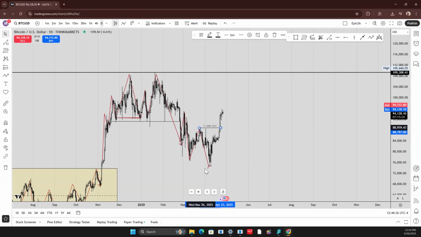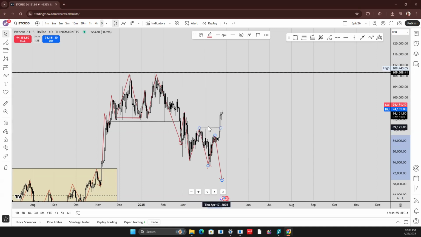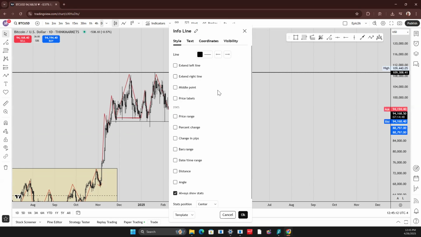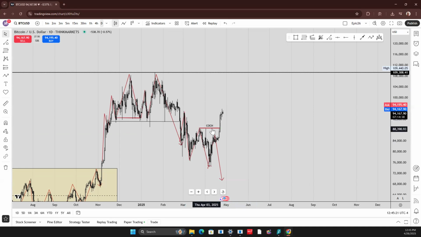Okay, there's the market structure shift, as you can see. Because if the market was going to actually make a lower low, it wouldn't have broken this area. It would have retraced here and then made a lower low. It didn't do that, so it actually broke structure here. So you could mark this up: break of structure and change of structure. You can label it as a change of character.